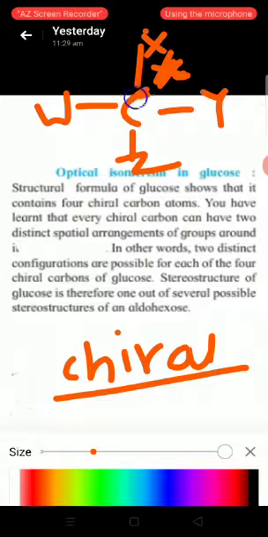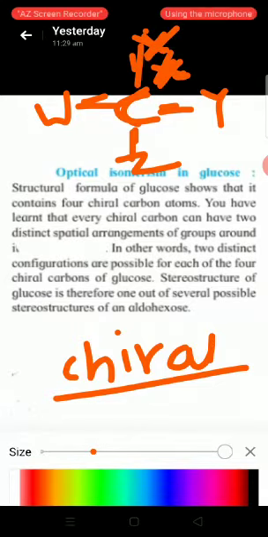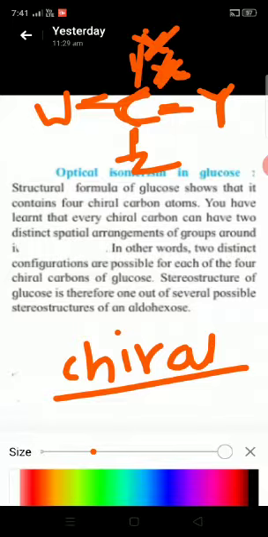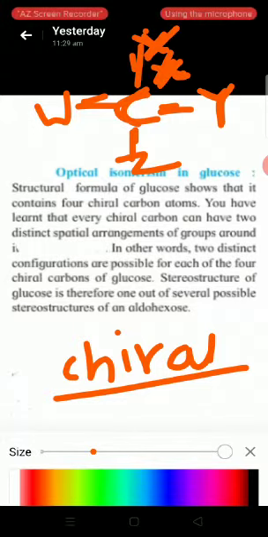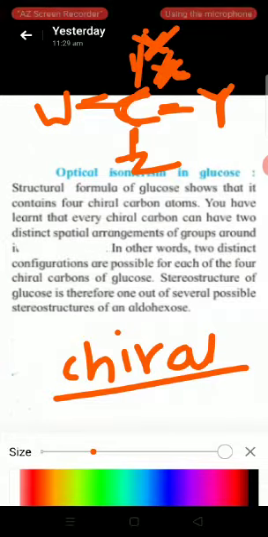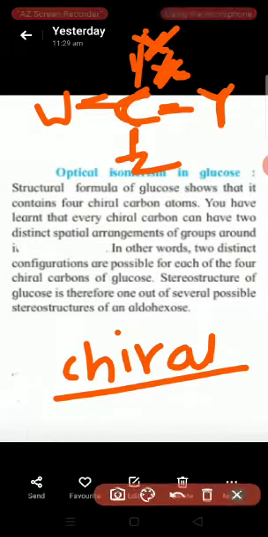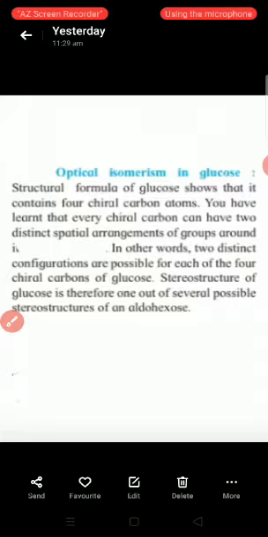See here, this carbon atom, having four valencies, is satisfied by four different atoms or groups. In glucose, such asymmetric carbon atoms are present. The carbon atoms are present at positions 2, 3, 4 and 5. Hence, there are a total of 4 asymmetric carbon atoms.